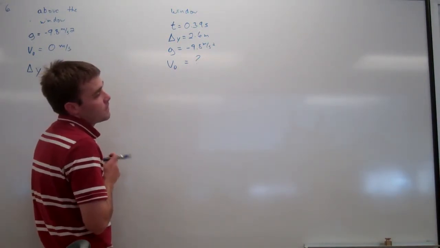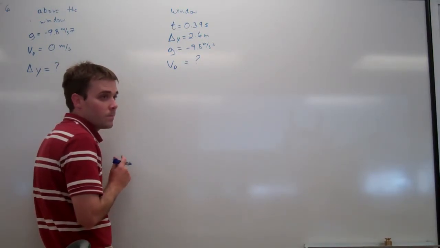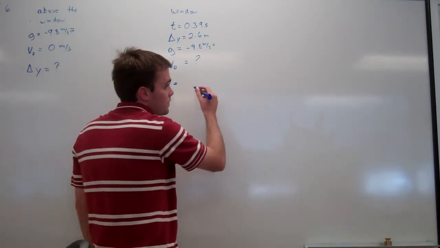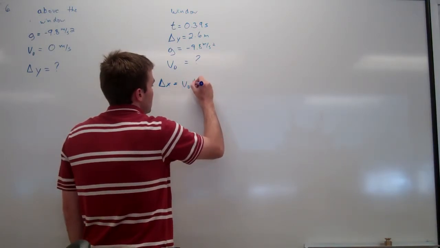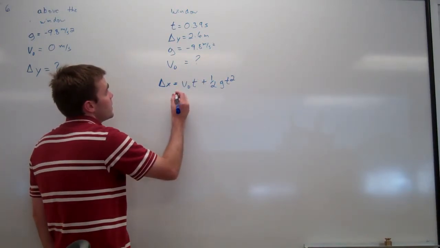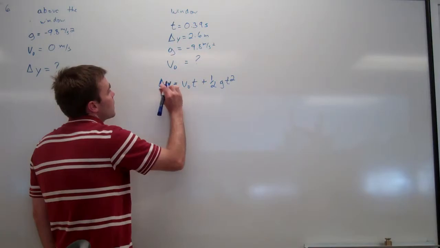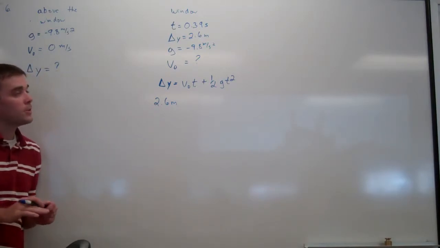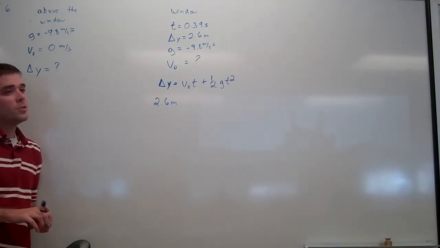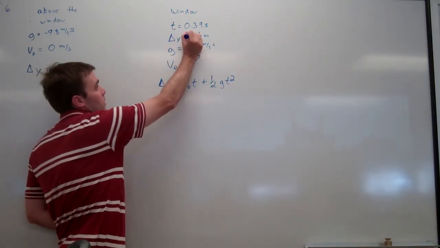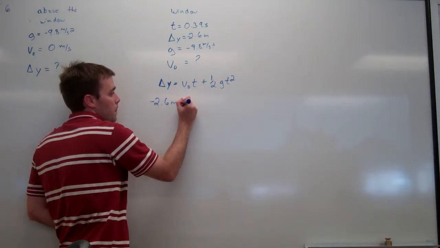So what equation do we have we can solve for VO with? Second one. Delta y equals VOT plus 1/2 GT squared. And so we get that delta y, 2.6 meters. Important thing here, should have pointed this out earlier. Should delta y be positive or negative? Is it above where it started or below where it started? Below. So what do you think it should be? Negative. So delta y is going to be negative 2.6.